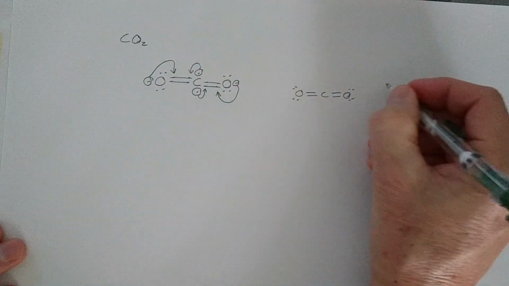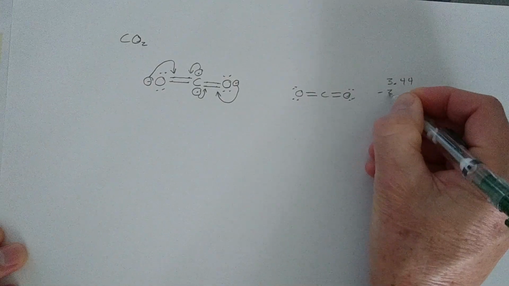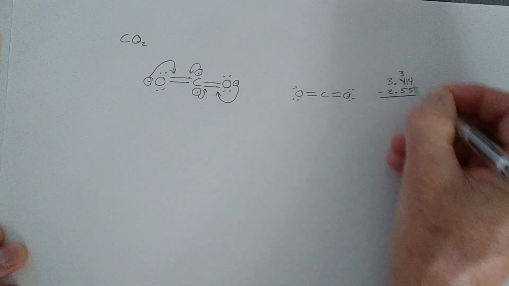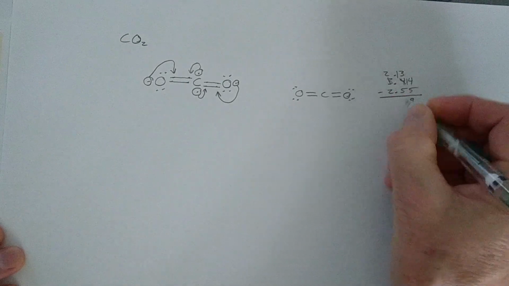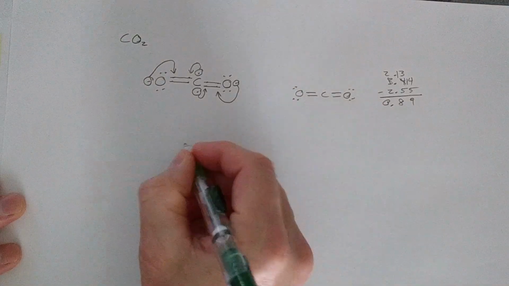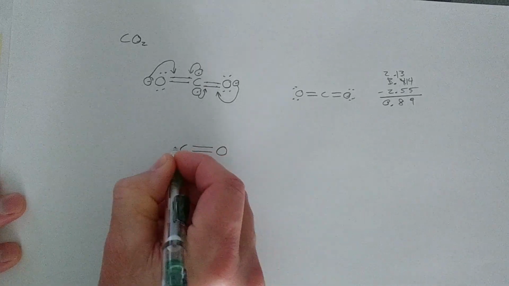We know that oxygen's electronegativity is 3.44 and carbon's is 2.55. The difference in electronegativity is 0.89. This is between 0.4 and 1.8, so the carbon-oxygen bond is a polar covalent bond. We will look at this and say, all right, let's go ahead and redraw our Lewis structure.